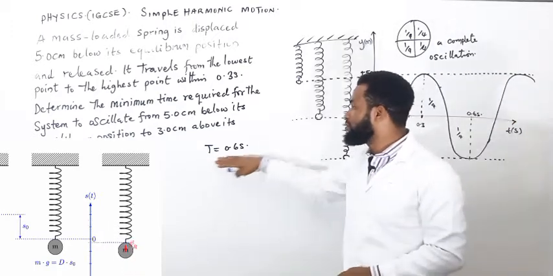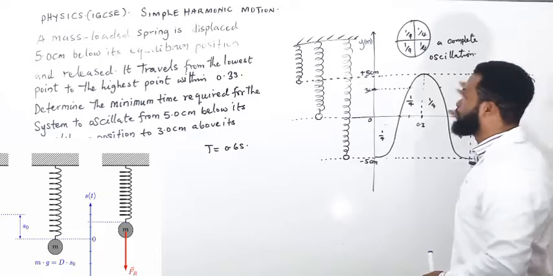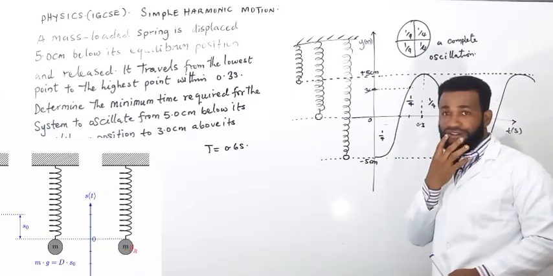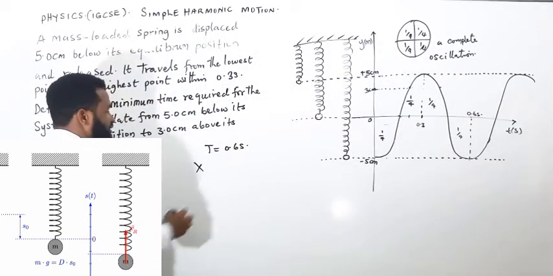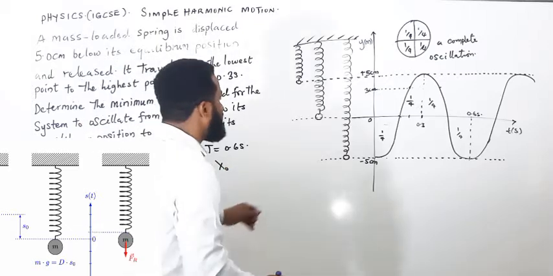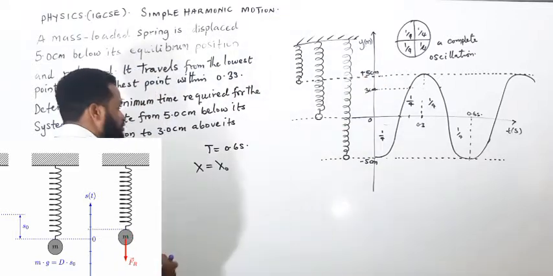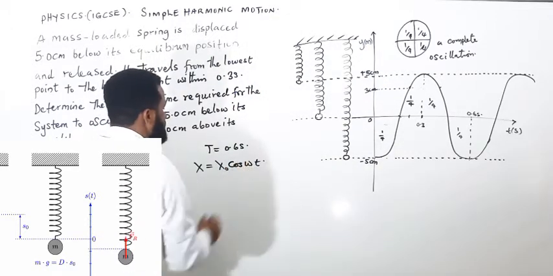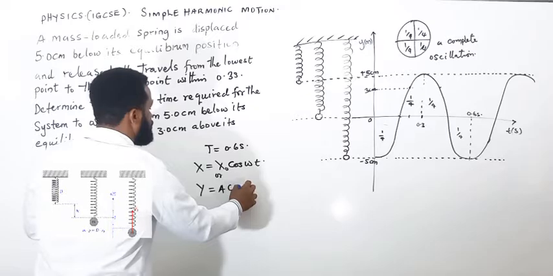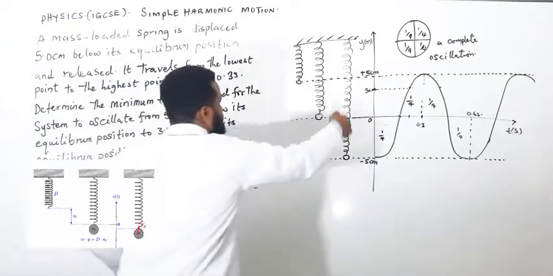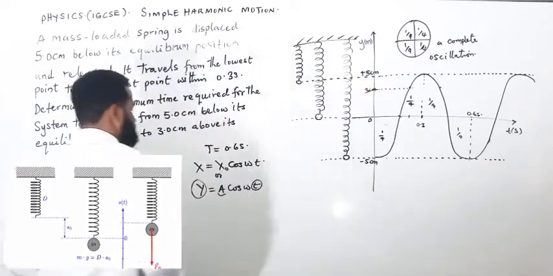Now, I have found the period. Remember that the general equation of any simple harmonic motion is sinusoidal, or we can use the cosine function. So I'm going to say that it is given as x is equal to x sub naught, where I'm using x sub naught as the maximum height, so x sub naught cos omega t. Or I can also say that it is given as y is equal to a cos omega t. Y is the vertical axis. t is the horizontal axis. A is the amplitude, which is 5.